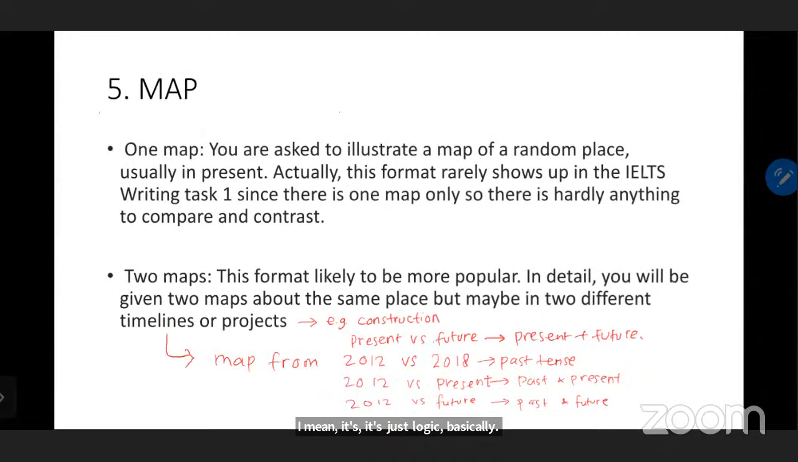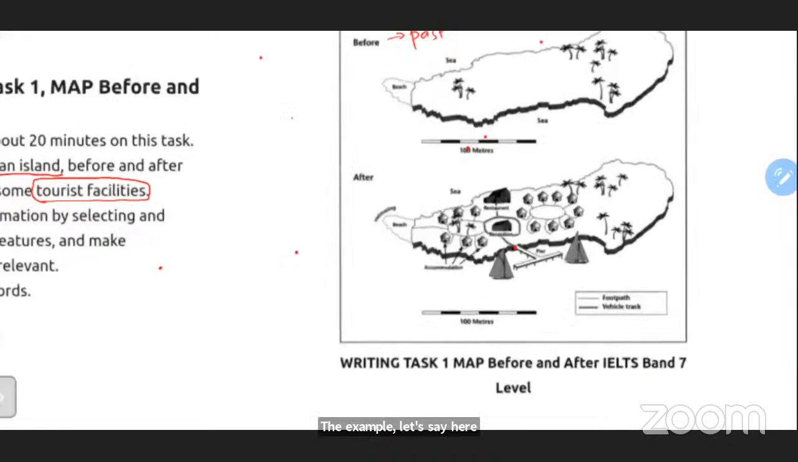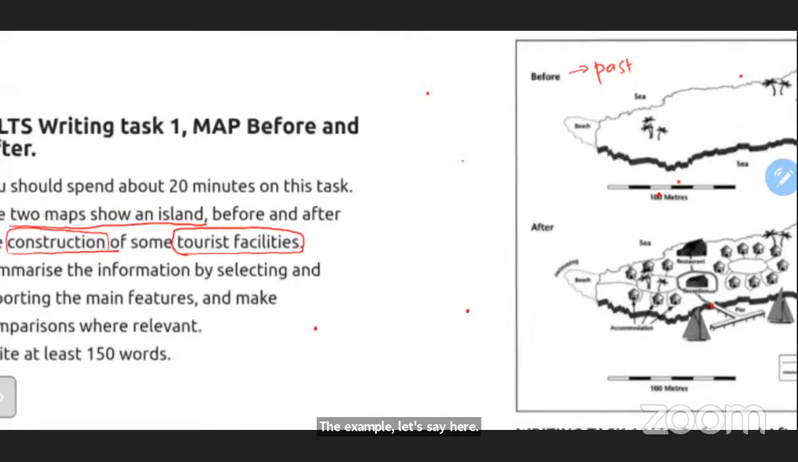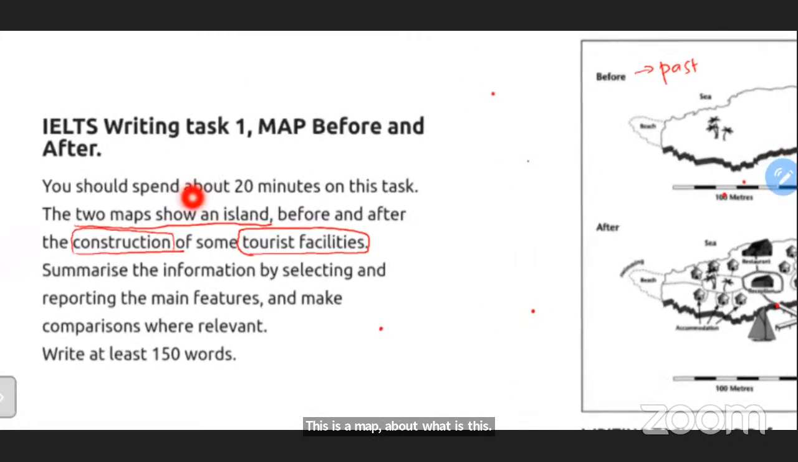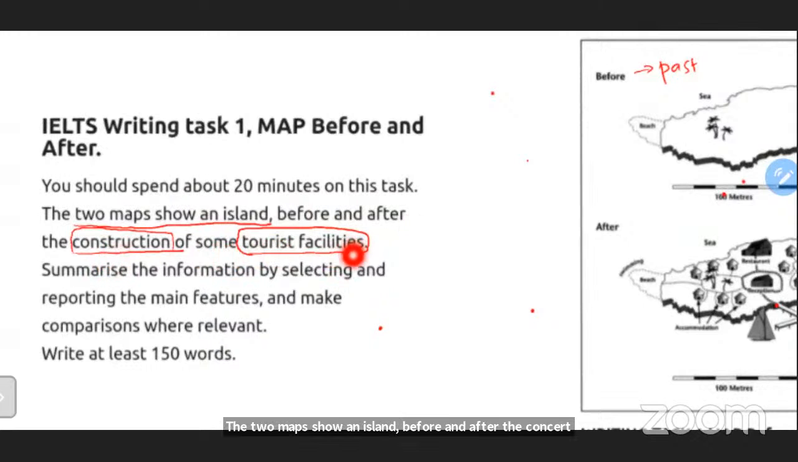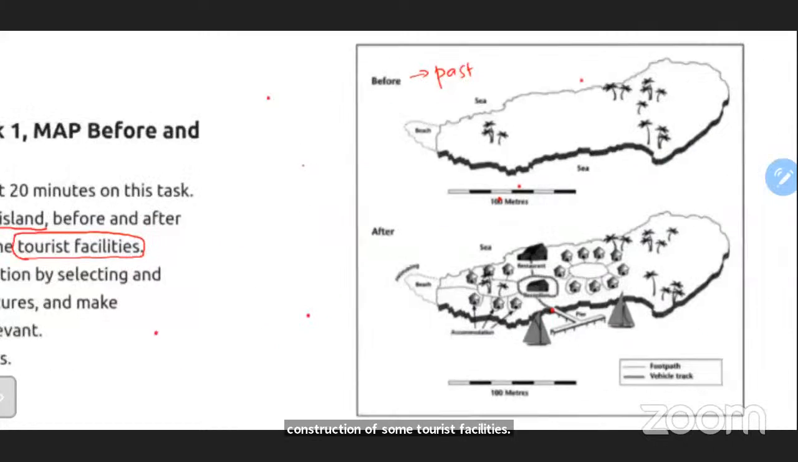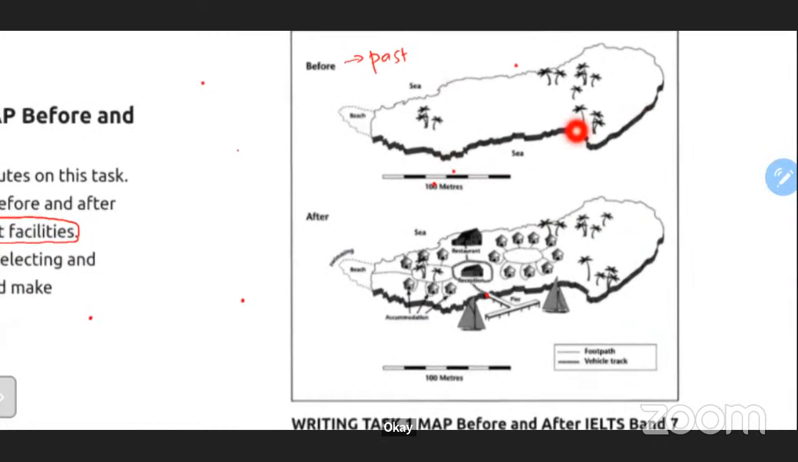Okay. The example, let's say here, this is a map about, what is this? The 2 maps show an island before and after the construction of some tourist facilities. Okay, so this is before the construction and this is after. Since you don't know the year, you treat this as a past tense, and this one you can use as a present tense. Actually, you can act like this is in present tense.